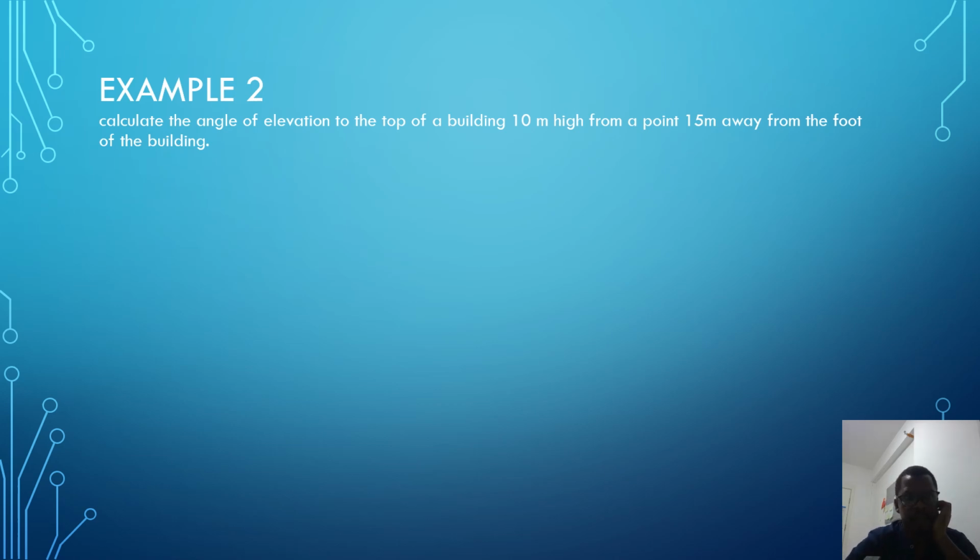So this is our second example. In this one, they're saying calculate the angle of elevation to the top of a building 10 meters high from a point 15 meters away from the foot of the building. Calculate the angle of elevation to the top of a building, and that building is 10 meters high, from a point 15 meters away from the top of the building.